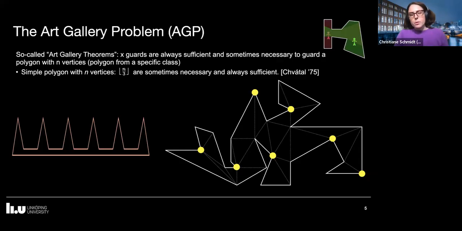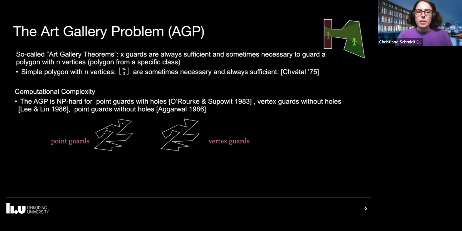So these were the first results, where people looked at many different classes of polygons. And then, of course, the natural next thing is to look at the computational complexity. We're given a specific polygon, can you compute the minimum number of guards that you need? That was shown to be NP-hard for various different variants. So first, for point guards with holes.